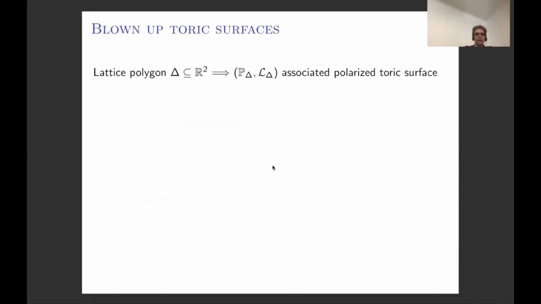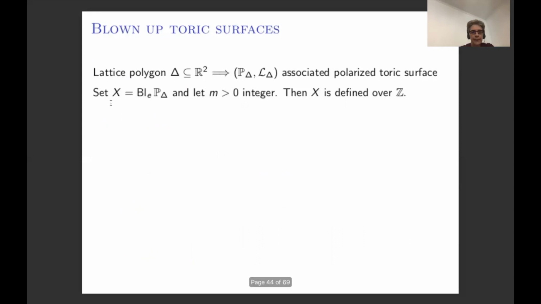And so now, coming back to toric surfaces, if we start with a lattice polygon in the plane, we consider the toric surface associated to it. This comes with a polarization, an ample line bundle, which I'll call L delta. I will set X to be the blowup of this toric surface at the identity point. This surface is defined over Z. I'm going to fix an integer M.